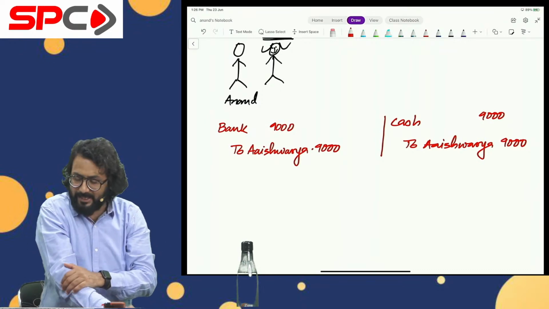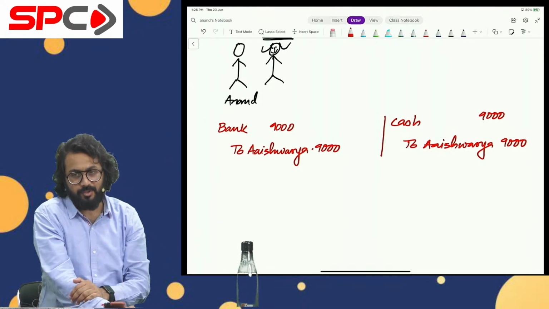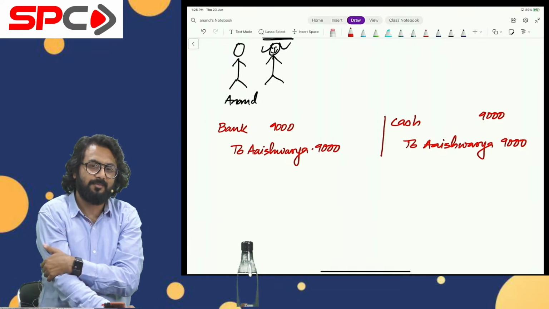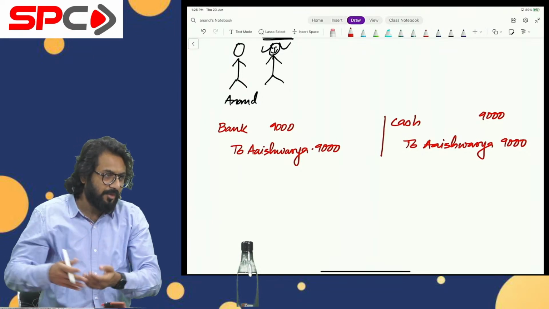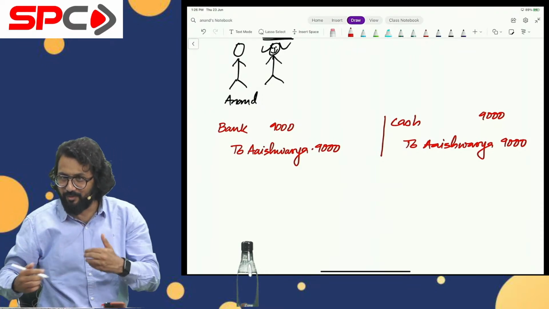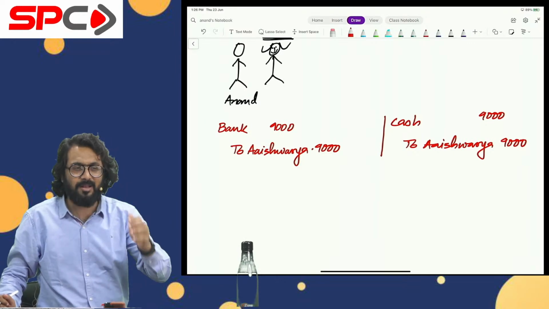So you make an entry cash to Aishwarya. Now if Champa comes, what should I do? Should I give her the check or should I give Aishwarya to her? Check. I cannot give Aishwarya, right? I cannot endorse Aishwarya to Champa. I'll have to give what? Cash. Or I'll have to give what?